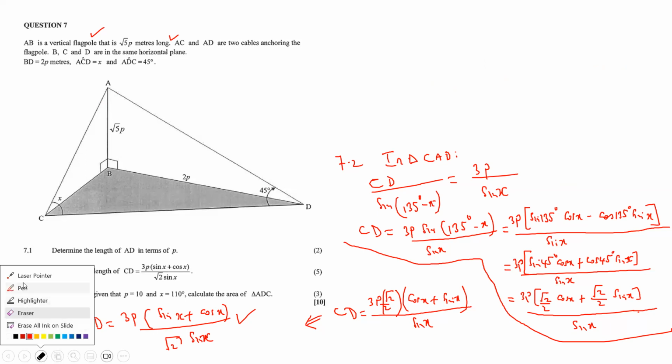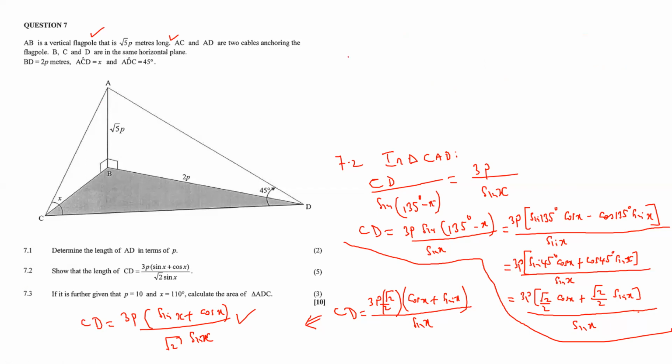Right, so we look at the next one, and the next one is 7.3. If it's given that P is 10 and X is 110, calculate the area of triangle ADC. Here is A, here is D, and here is C. We want to find the area of this triangle. But there are a couple of things we already know. We already know CD, and we already know AD from the previous one.